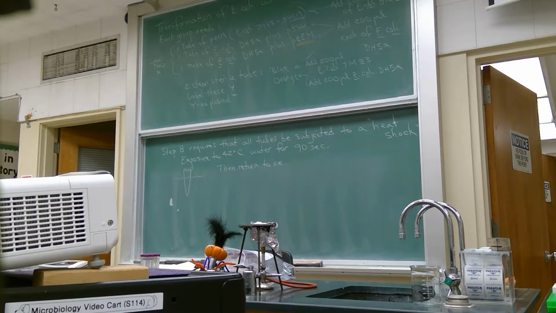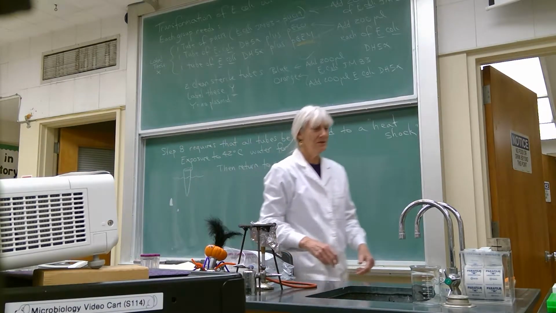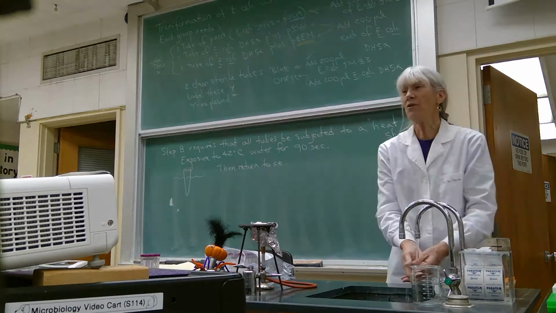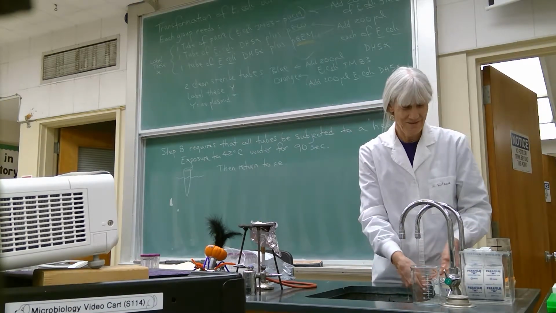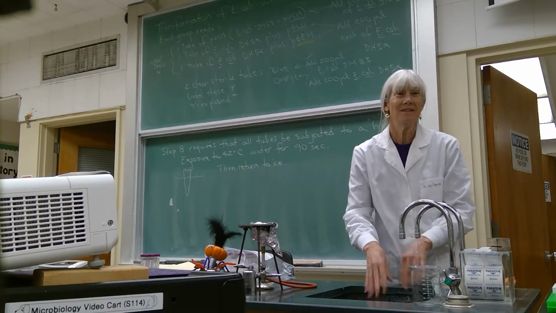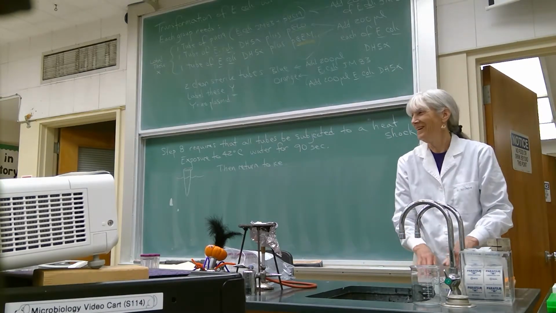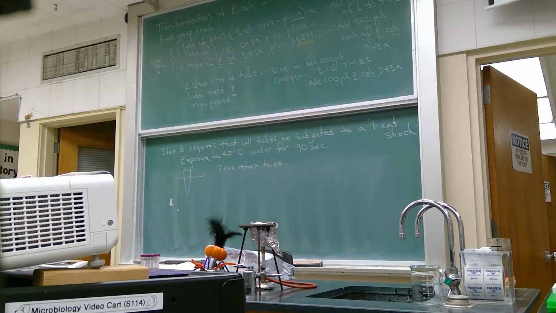Yes, all of them. You subject all of your tubes to the same exposure. You take them out of the ice, hold them in the water, 90 seconds, put them back on the ice. All of the tubes? All of the tubes. There's only 5. All 5 tubes. I only have 2 hands. You can hold more than 1 tube in your hand. All right, Rosie, you got it. 3 tubes.